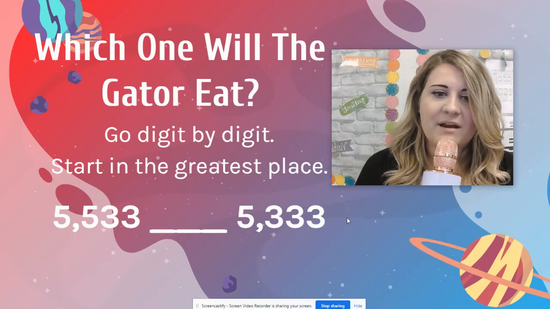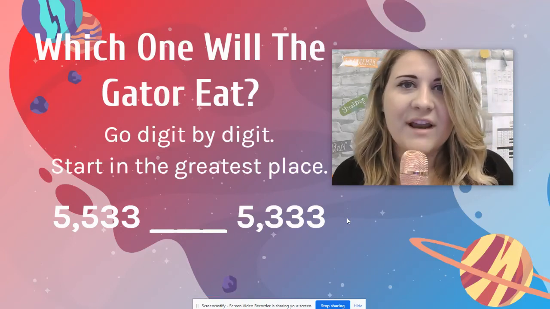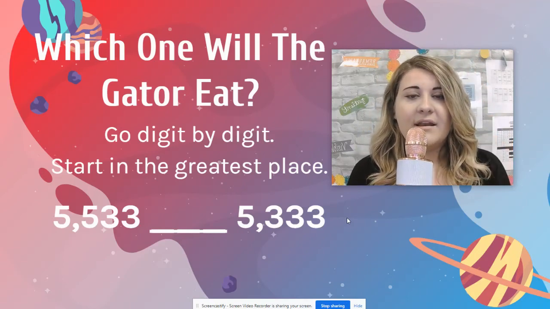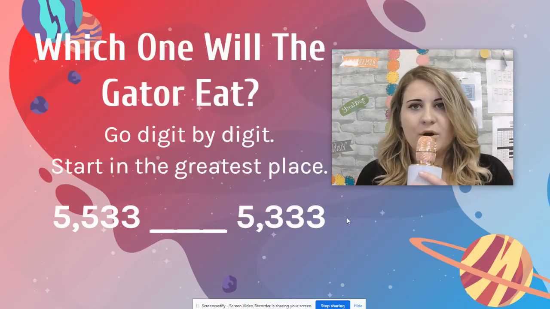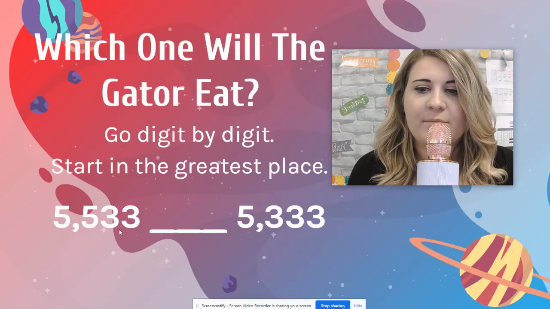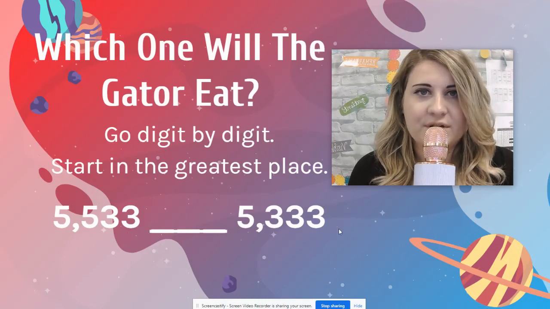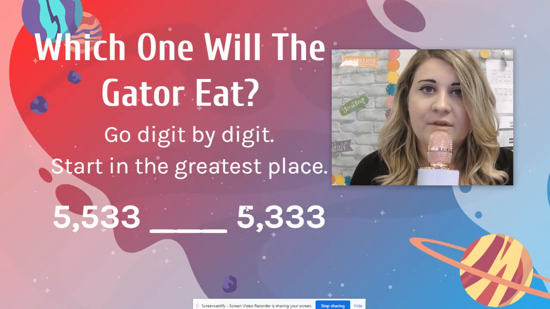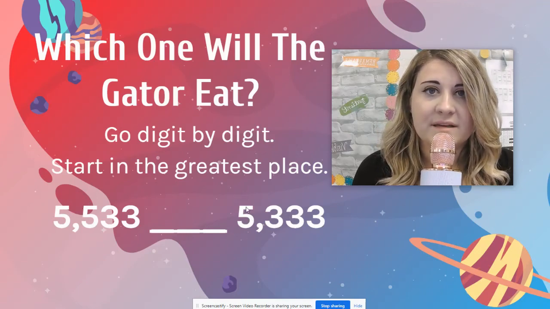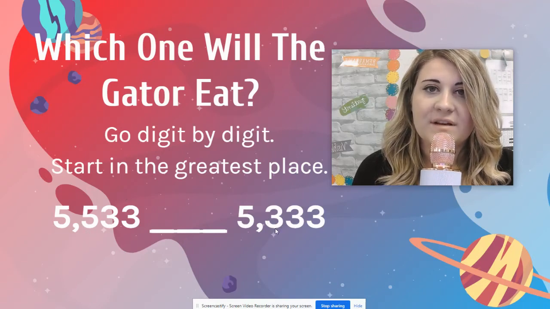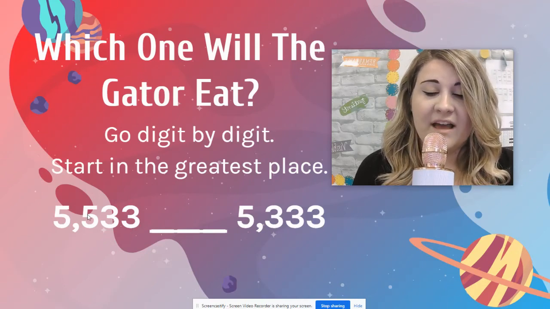All right, we have this one. What I want to talk to you guys about is these numbers look very similar, so you have to be very careful. The most important thing is to slow it down, okay? We're going to slow it down, go digit by digit. We have a 4-digit number and a 4-digit number, so we're good to go. We're good to compare. I've got a 5 in the thousands and a 5 in the thousands. Those are the exact same, so now we're going to go to the hundreds place. Here I have a 5 in the hundreds place and a 3 in the hundreds place. Which one is the Gator going to eat? It's going to eat the 5 because it's bigger.